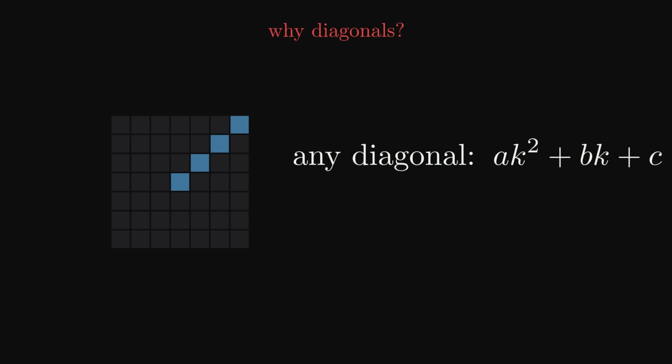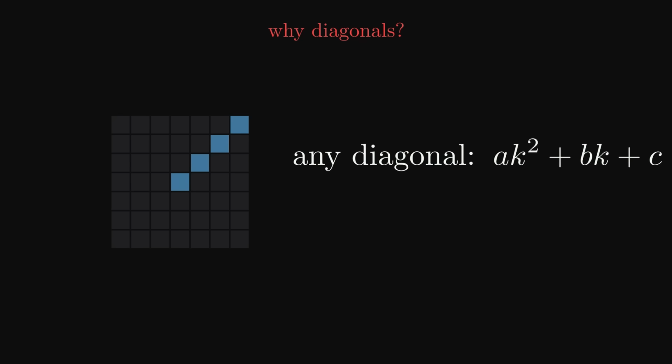This means a diagonal that contains many primes is a quadratic polynomial that takes many prime values. A diagonal that's empty is a polynomial that mostly factors. The question of which diagonals are prime-rich becomes the question, which quadratic polynomials take prime values often?